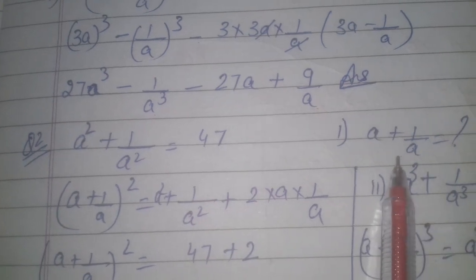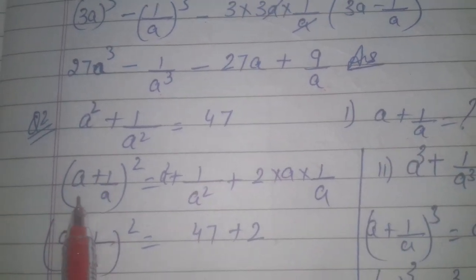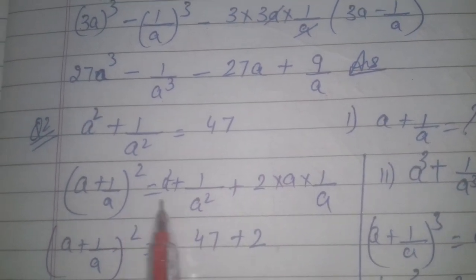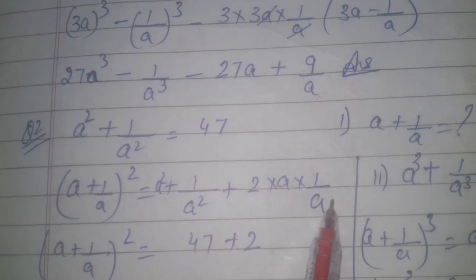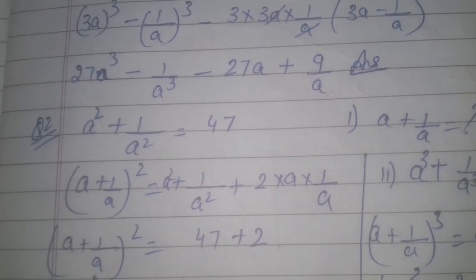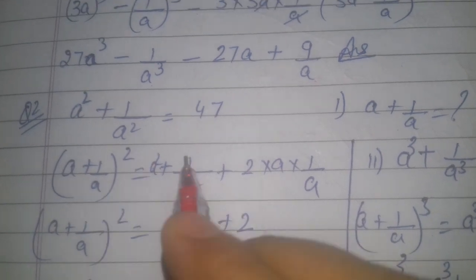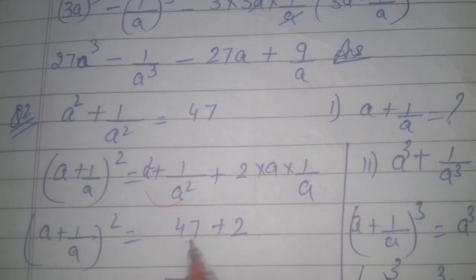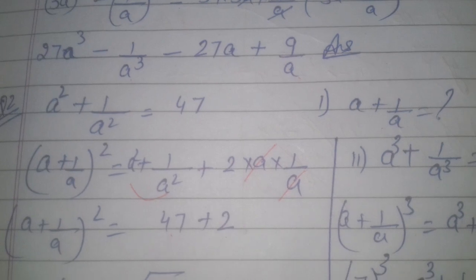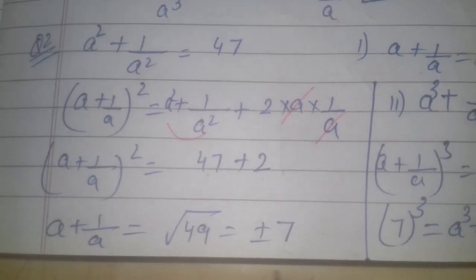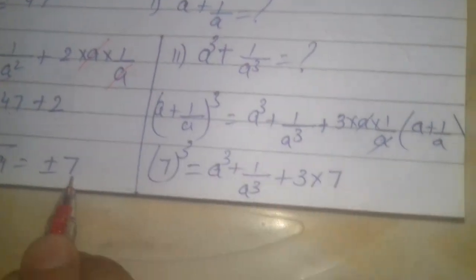Second question, this value is given to you and you are asked to find the single term. From square to single, how to find out? You know this identity, a plus b whole square, a square plus b square plus 2ab. Clear? This value we have to find out. Equals to, what is this value? 47. This 2 will get cancelled. So a plus 1 over a is under root 49, that is plus minus 7.